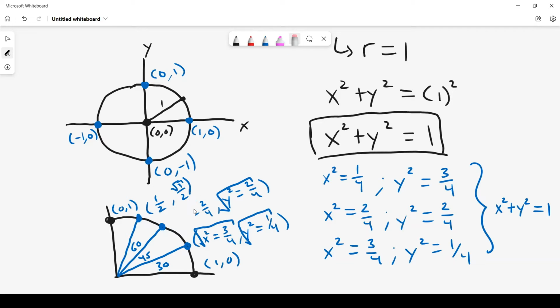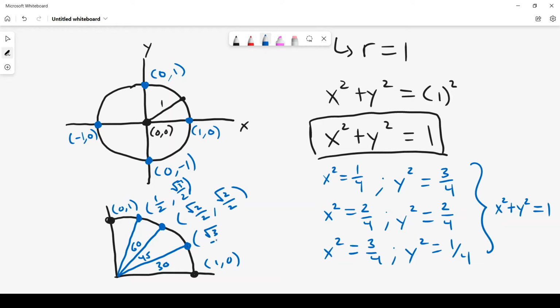And so now I'm going to do the same exact thing for all of these fractions that we have here. So this was the square root of 2/4 and the square root of 2/4. So these will both be the square root of 2/2. This point right here is just like the first example that we did, except the x and y values are flipped. So this is square root of 3/2 and 1/2.